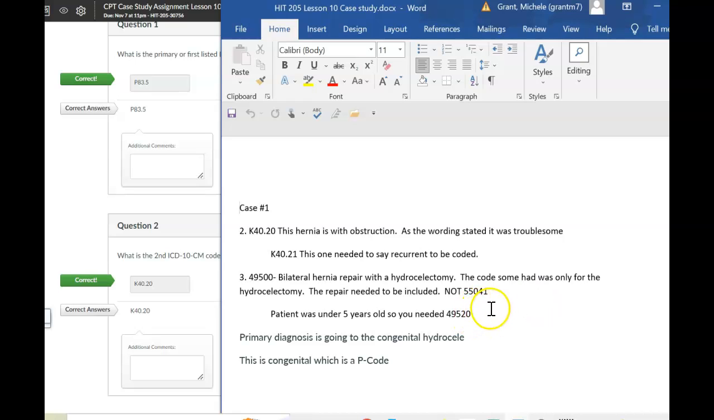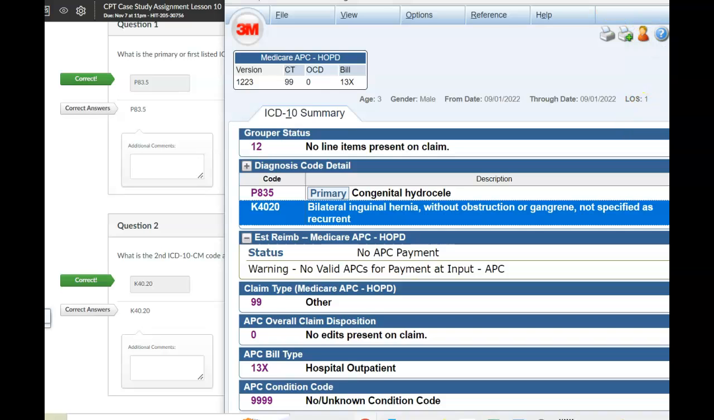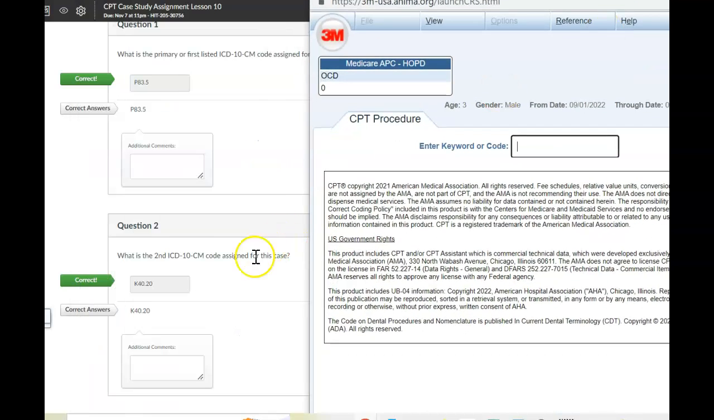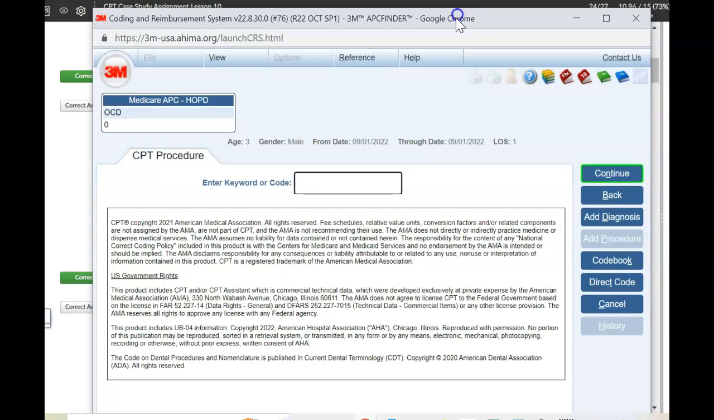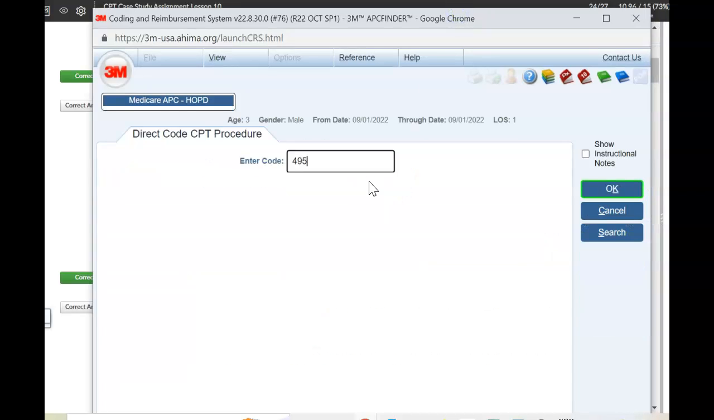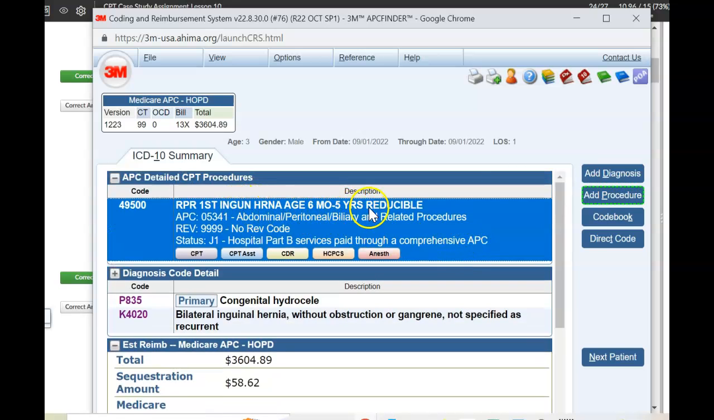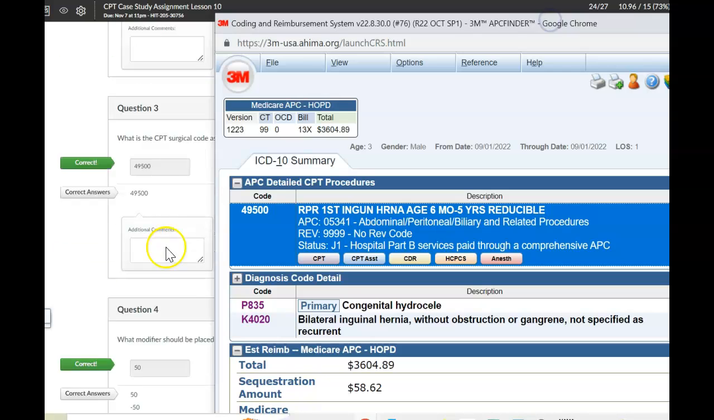You could not code the 55041. The patient was under 5, so we have to go with the 49520. So let's go ahead and get all of those typed in. I'm going to bring this over now, and I'm going to hit Add Procedure. We're going to just key down and put in our 49500. Okay, so with that, here is my first hernia repair.